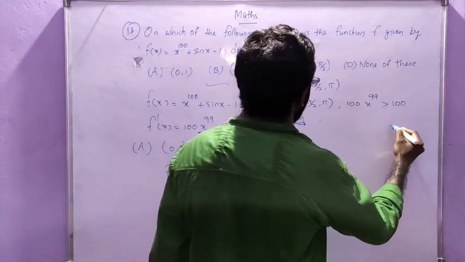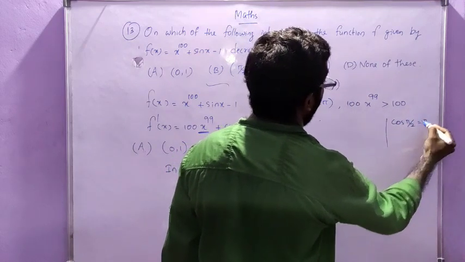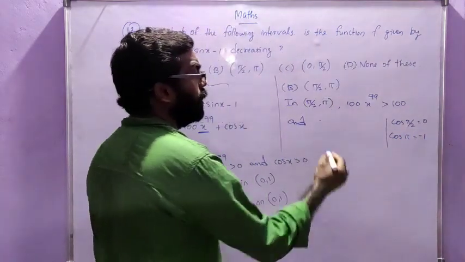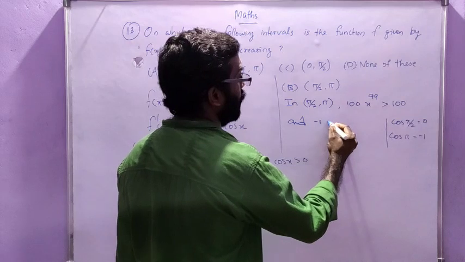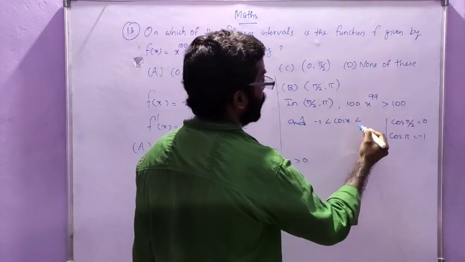So here in the interval pi by 2 to pi, we know cos pi by 2, cos 90 is 0 and cos pi is equal to minus 1. That means the value of cos x lies between minus 1 and 0. Minus 1 less than cos x less than 0.